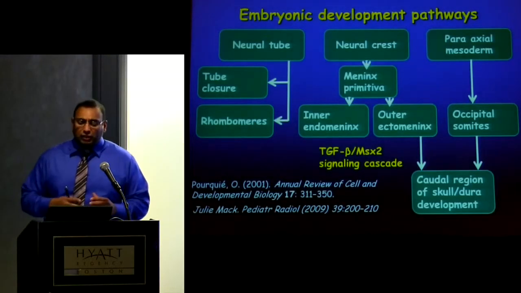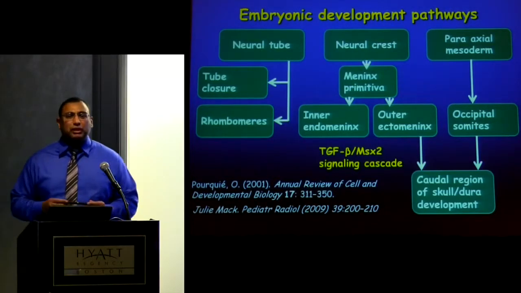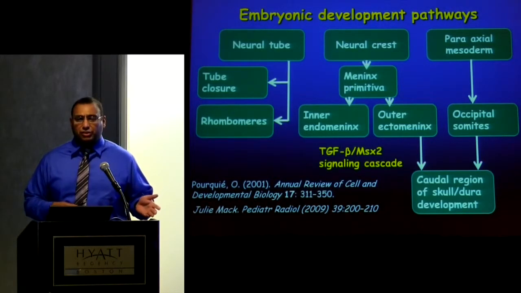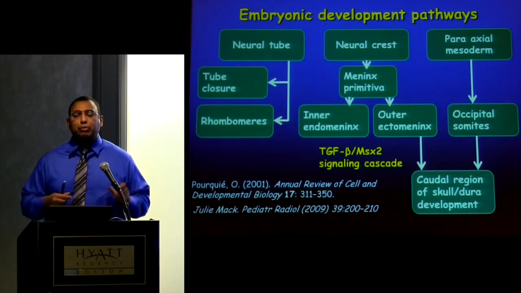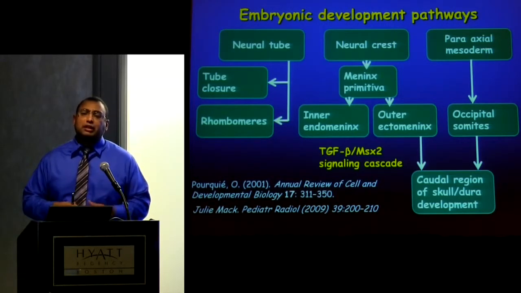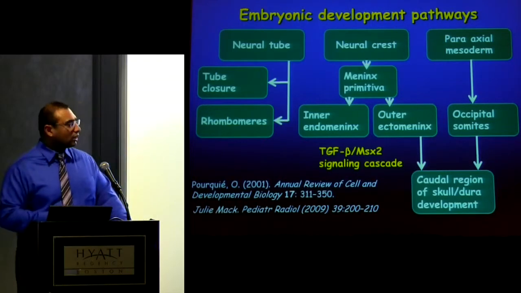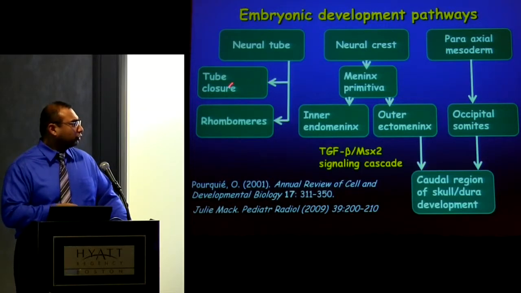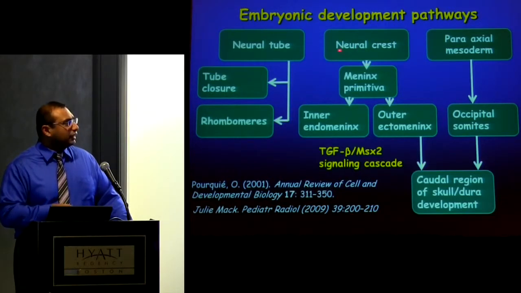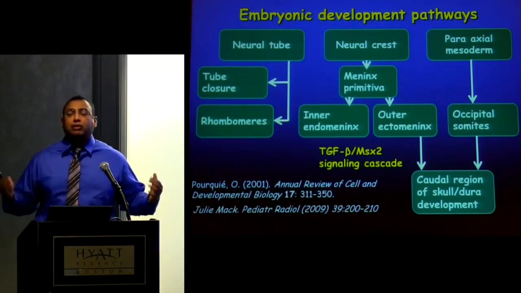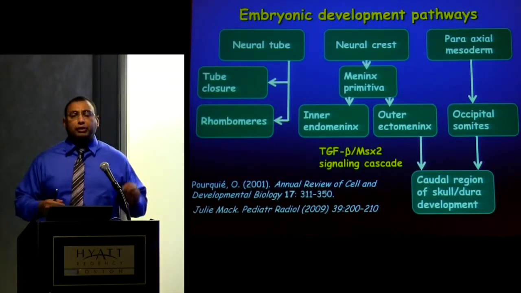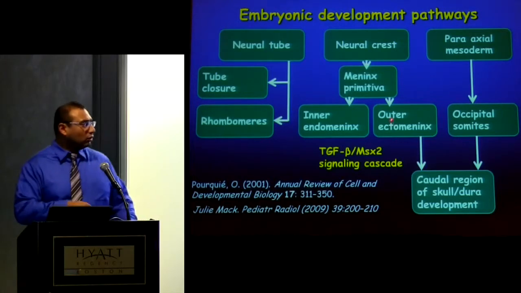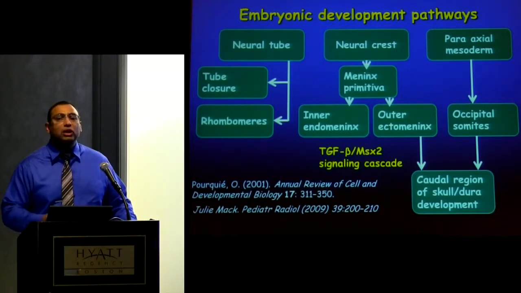But I want to talk about another hypothesis, which I don't think would have been possible until some recent research that has shed new light on the embryogenesis of some of the components involved in Chiari malformation. All of us know there is the neural tube that's responsible for the tube closure, the rhombomeres, and then there is the neural crest. And the neural crest has the outer ectomeninx, which is responsible for the dura mater formation. So all the dura and the dural venous sinuses are derived from the ectomeninx, which is really a neural crest derivative.